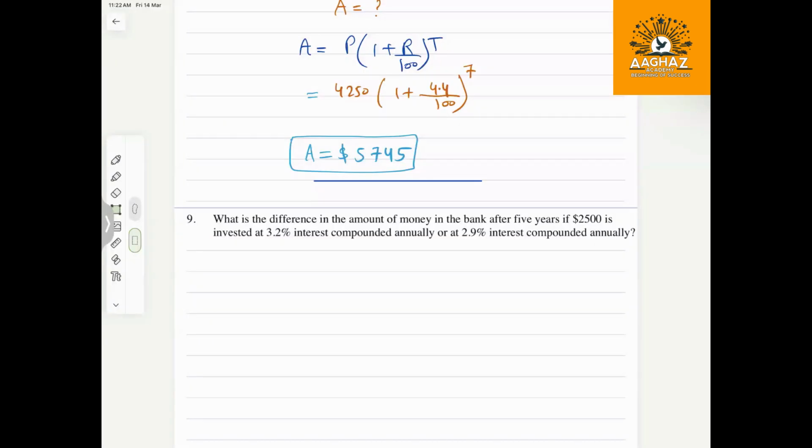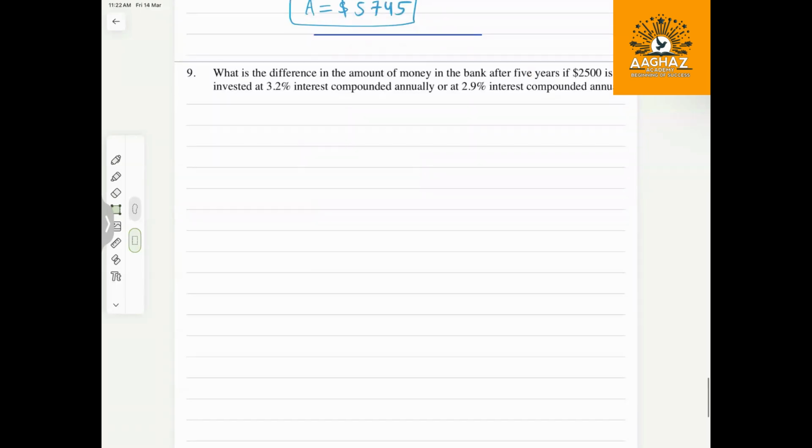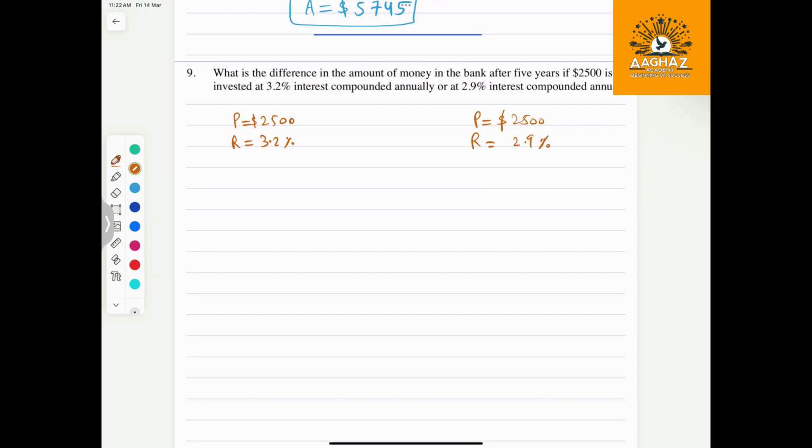So now I am going to start question number 9. In question number 9, we have two types of data. I mean, we have two types of interest rate. The amount is the same for both parts, but the rate is different. Here it is 3.2%, and in the other the rate is 2.9%. Okay, and I want to find the compound interest for both cases. What is the difference in the amount?